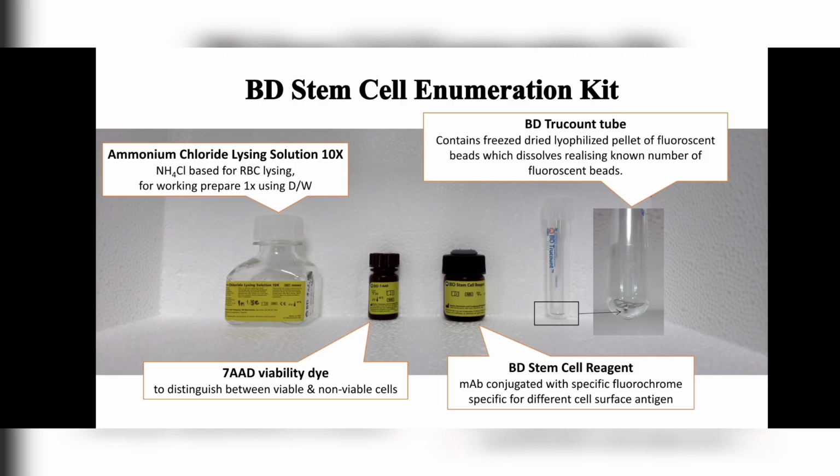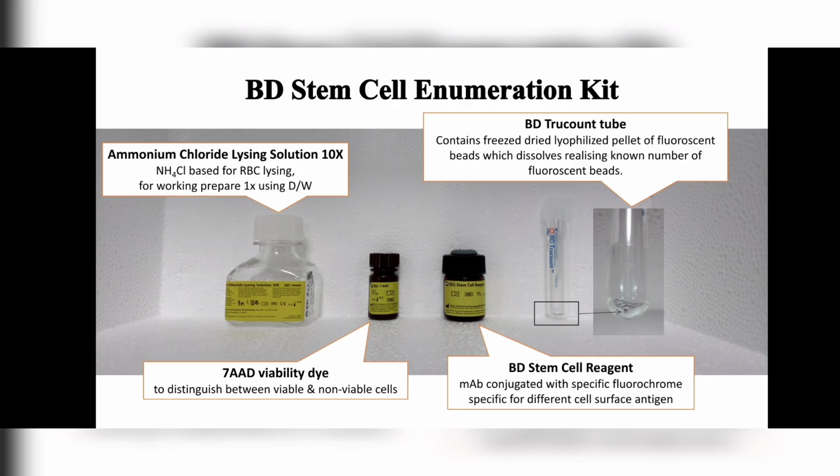These are stem cell enumeration kit reagents provided by BD Biosciences. The kit includes 10x ammonium chloride based lysing solution for RBC lysing. For working, use freshly prepared 1x solution diluted using distilled water. Second is 7AAD viability dye to distinguish between viable and non-viable cells.